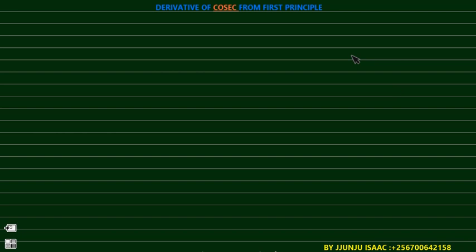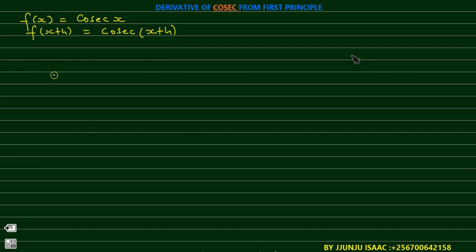In this video, we are going to find the derivative of cosec. We know that cosec is the reciprocal of sine, so cosec is 1 over sine. So if our f of x is cosec x, it implies that f of x plus h will be equal to cosec x plus h.